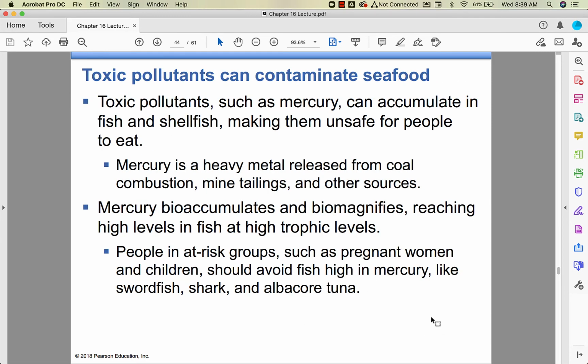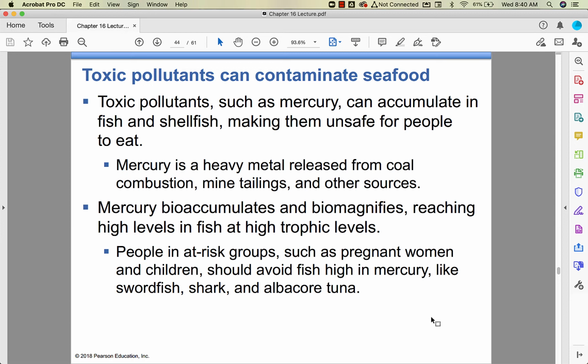There are toxic pollutants that can contaminate seafood. We know about mercury. Lead is another toxic pollutant that can make its way into seafood. Okay, so mercury gets into the ocean from burning coal. That's the biggest way. Mine tailings and some other sources.